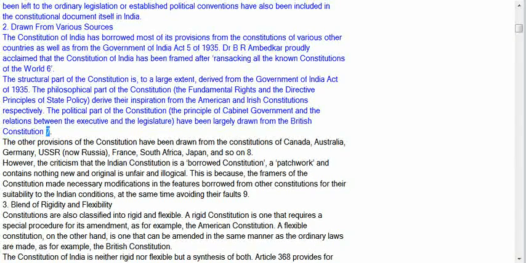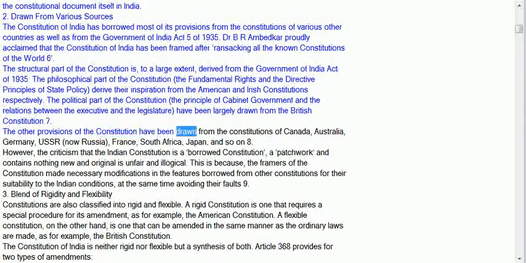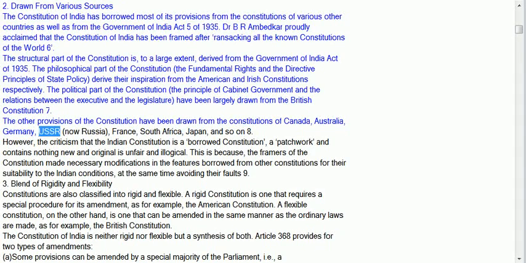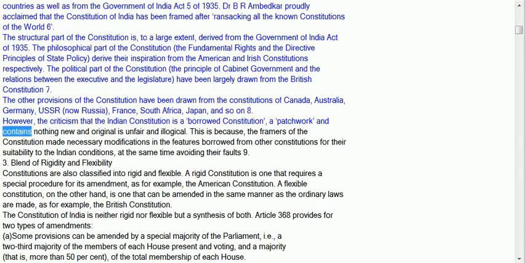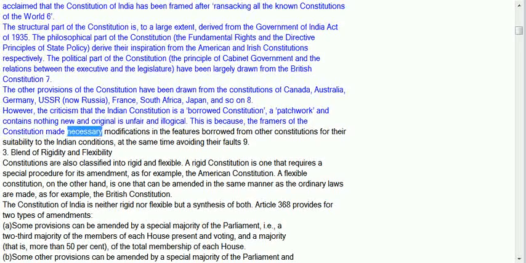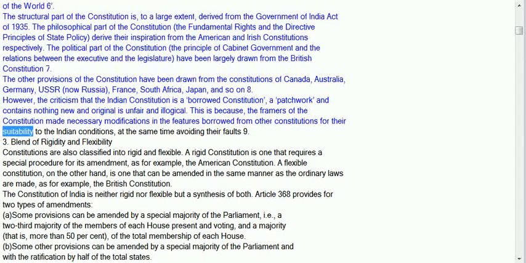The other provisions of the Constitution have been drawn from the constitutions of Canada, Australia, Germany, USSR, now Russia, France, South Africa, Japan, and so on. However, the criticism that the Indian Constitution is a borrowed constitution, a patchwork and contains nothing new and original is unfair and illogical. This is because the framers of the Constitution made necessary modifications in the features borrowed from other constitutions for their suitability to the Indian conditions, at the same time avoiding their faults.